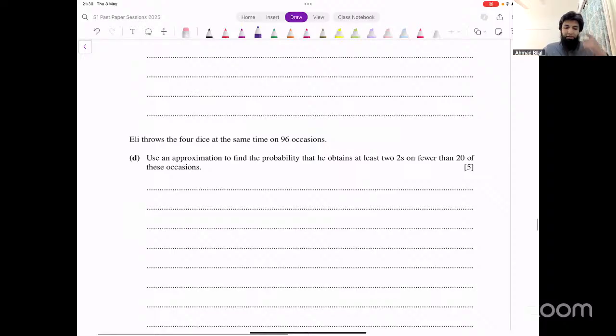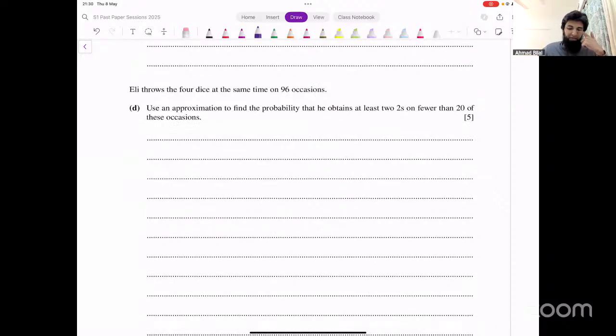It says, he now throws 4 dice at the same time on 96 occasions. Okay, so he's throwing 4 dice again and again. Use an approximation to find the probability that he obtains at least 2 2s on fewer than 20 of these occasions. At least 2 2s. Obtains at least 2 2s on fewer than 20 of these occasions. It's an approximation question.